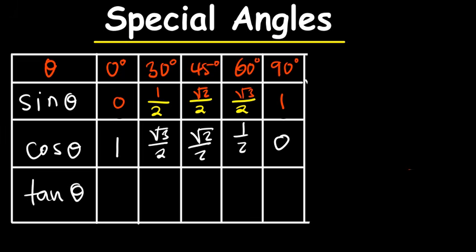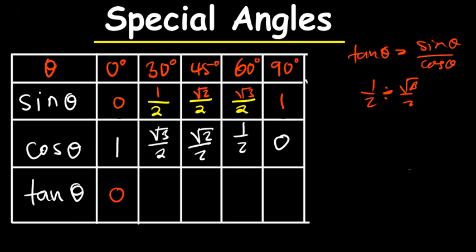To find tan, you know that tan theta is sine theta divided by cos theta. So we're going to divide. The first one: sine is 0, cos is 1, and 0 divided by 1 is 0. Then the next one we are dividing: sine is 1 over 2 divided by root of 3 over 2. So it will be 1 over 2 times 2 over root of 3. The 2 and 2 will cancel out. I'll have 1 over root 3.